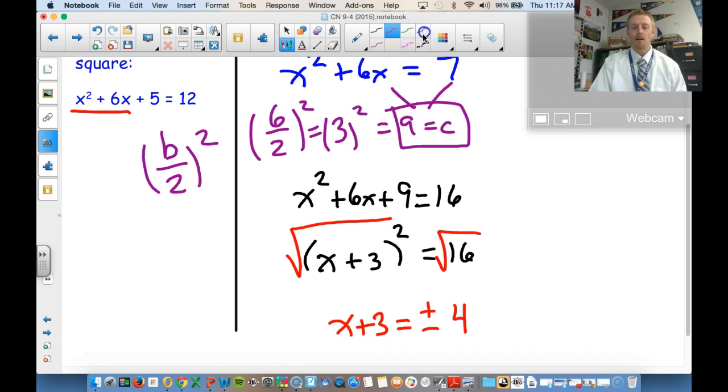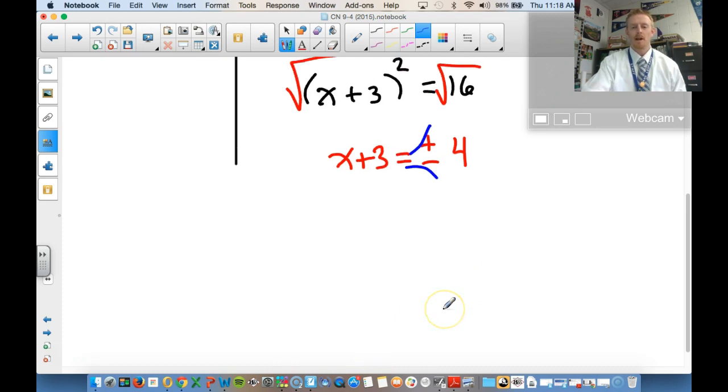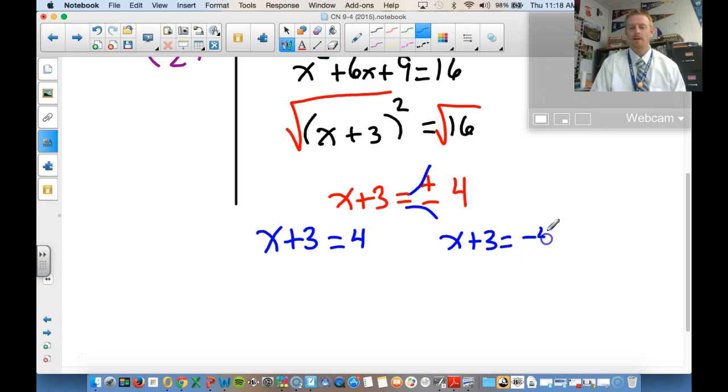When I was taught how to do these things, this plus or minus sign was called taking the high road and taking the low road. So we will solve both of those individual equations. We're going to have x plus 3 is equal to 4, and x plus 3 is equal to the low road of negative 4.